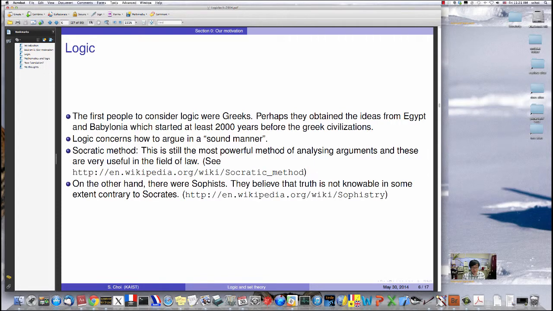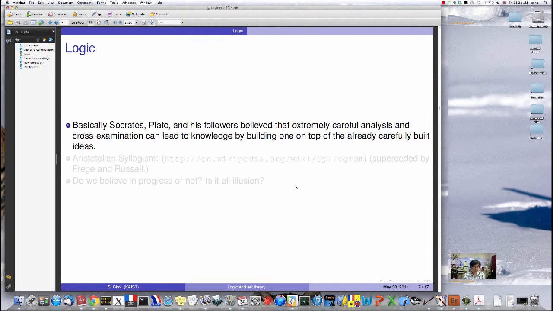On the other hand, there were sophists, contemporaneous with Socrates, who believed that truth is not knowable to some extent, contrary to Socrates. They generally thought that truth can change from situation to situation without really solid foundations. Socrates, Plato, and his followers believed that extremely careful analysis and cross-examination can lead to knowledge by building on top of already carefully built ideas.